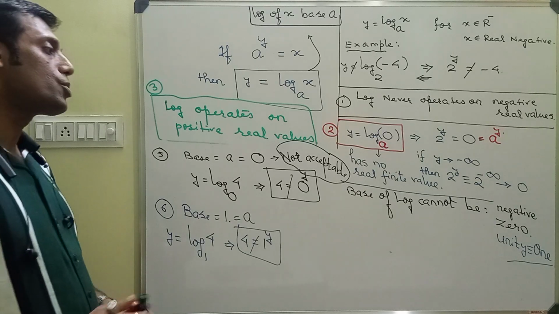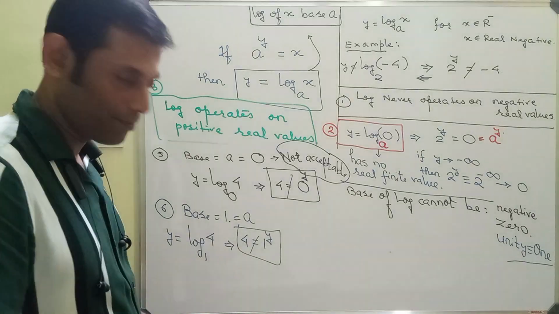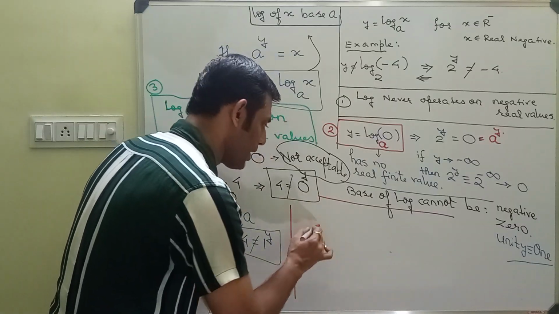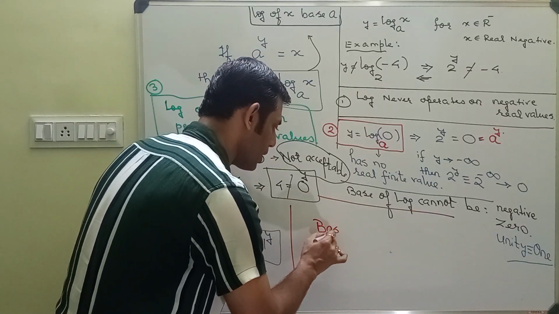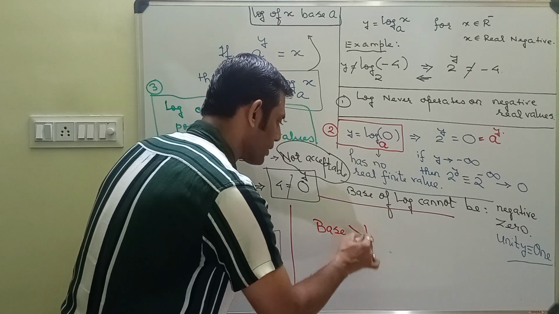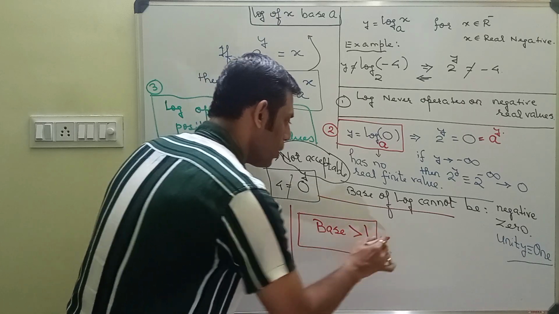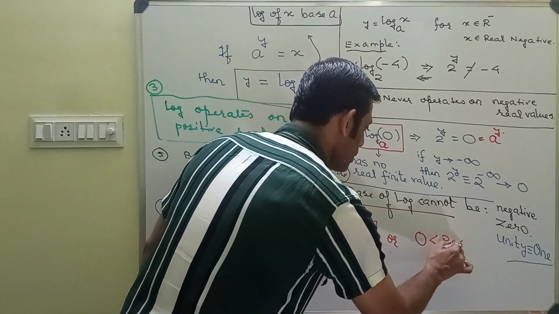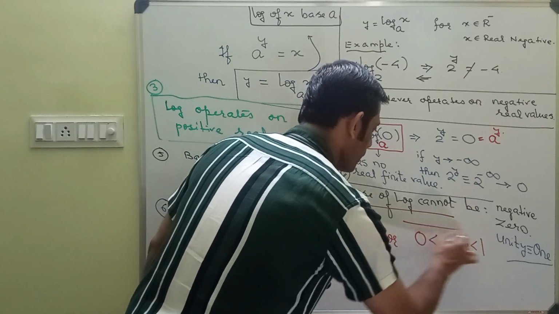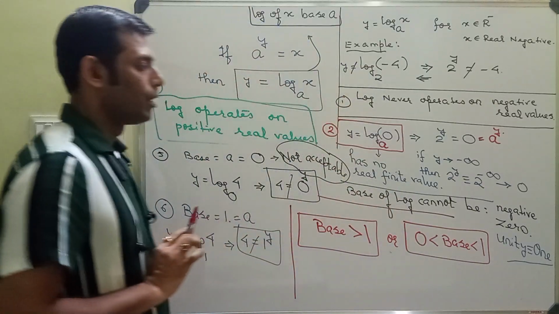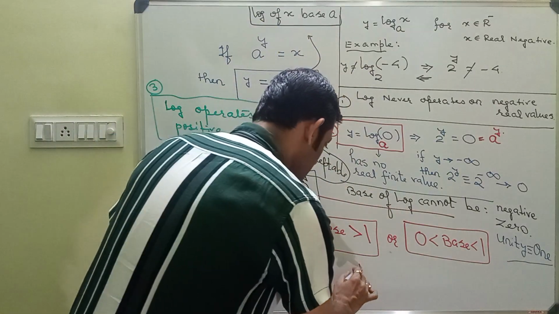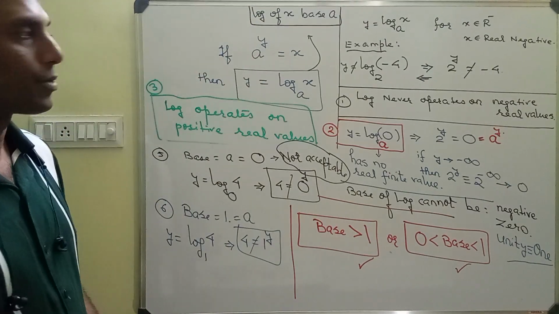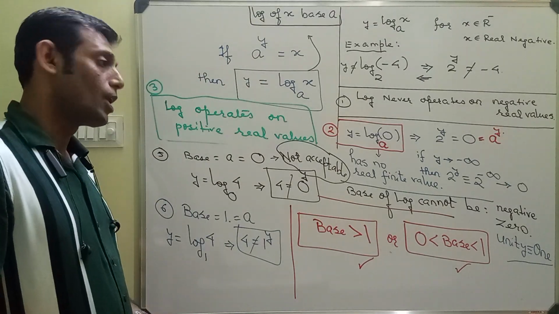Then what can base of log be? Good question. If you are thinking in these lines, then you are asking a very good question. Base of log can be either greater than 1 or it can be between 0 and 1. These are the two acceptable base inequalities about logarithm.